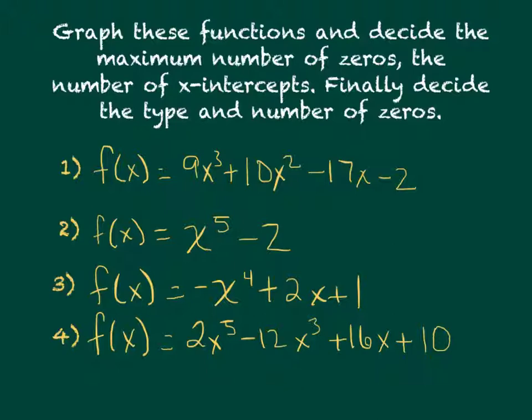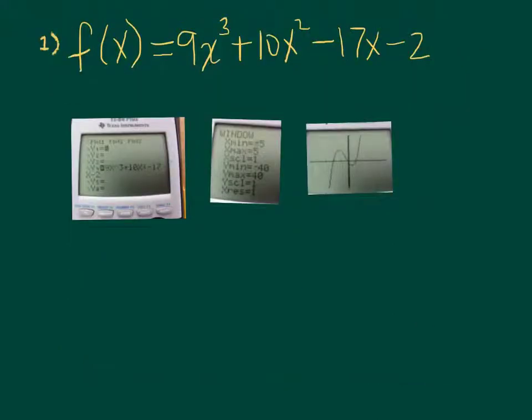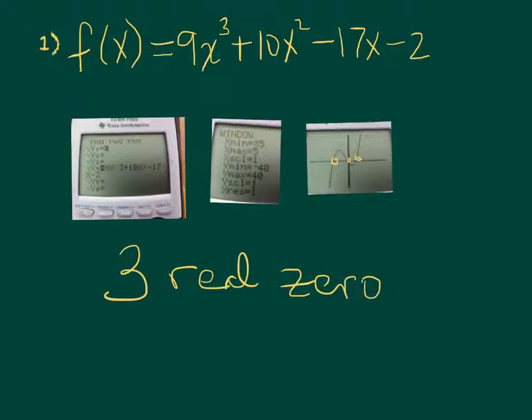Now, we're going to look more into this. So let's look and graph some of these functions here. The first function, 9x cubed plus 10x squared minus 17x minus 2. It's a third degree function. So there's going to be 3 zeros, and you can see that we have 3 x-intercepts, and so this is going to have 3 real zeros.